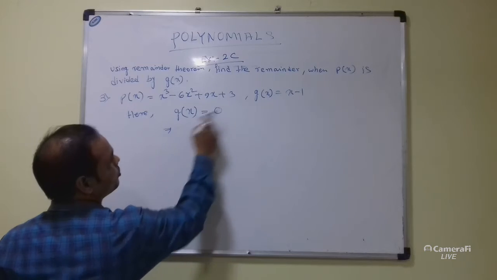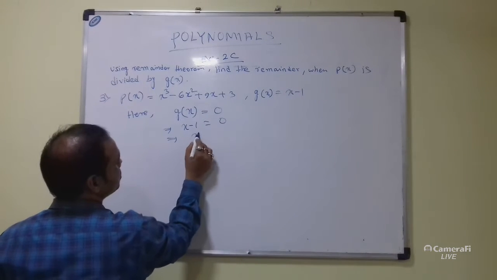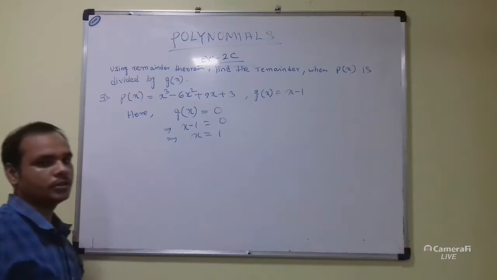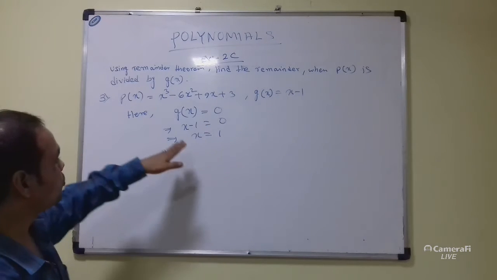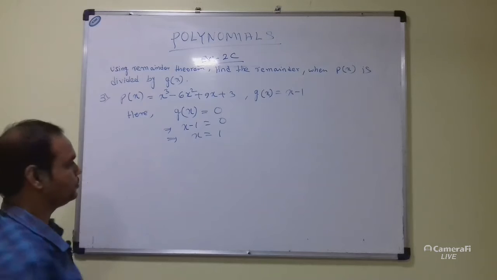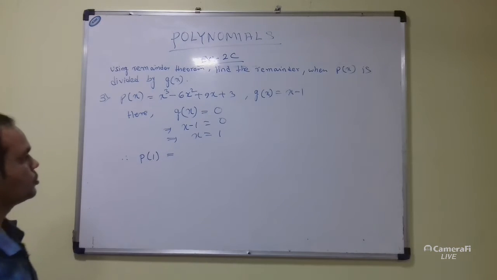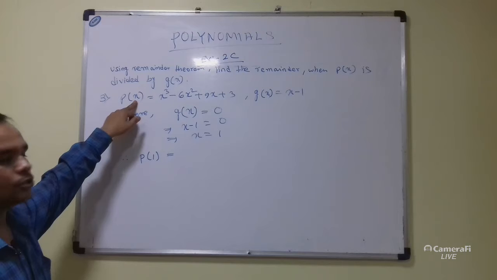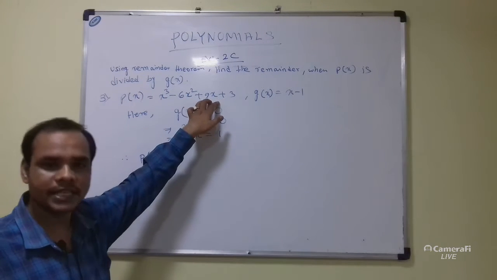G(x) means x minus 1, so x minus 1 is equal to 0. This implies x is equal to 1. So the value of x is 1. Now we have to put the value of x in P(x). Therefore P(1) is equal to, here we have taken x as 1, so you have to put the value of x in this expression.